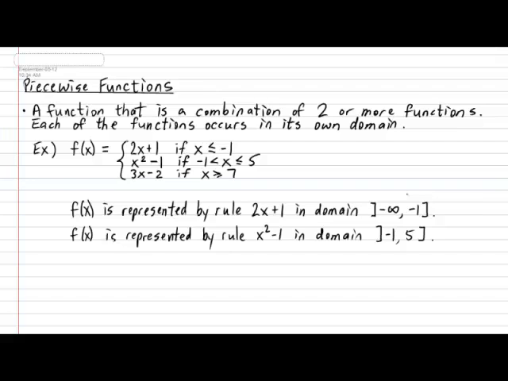from negative 1 to 5, not including negative 1, but including the 5. And finally, the third rule, 3x minus 2, represents f of x if the domain under investigation goes from 7 included all the way to positive infinity. And as you can try and visualize, the piecewise function f of x graphically will look like three different styles within those three different domains. The first and the third rules are both linear, and the second rule is quadratic.